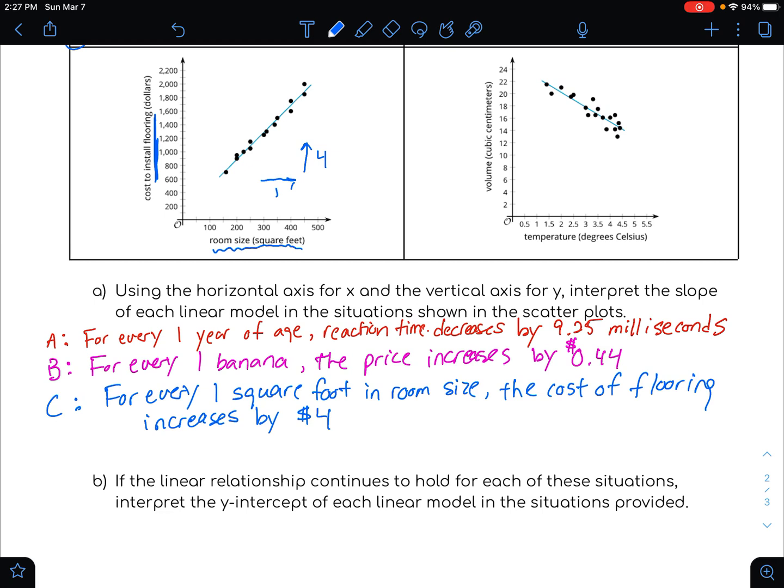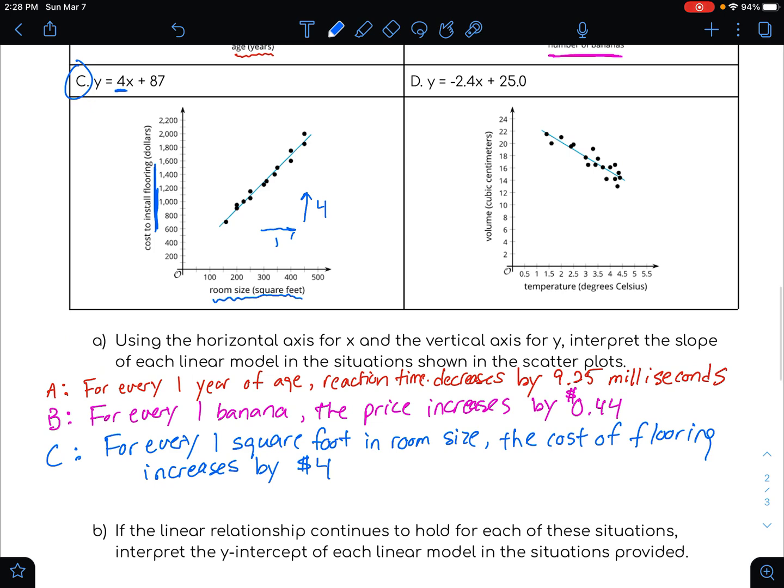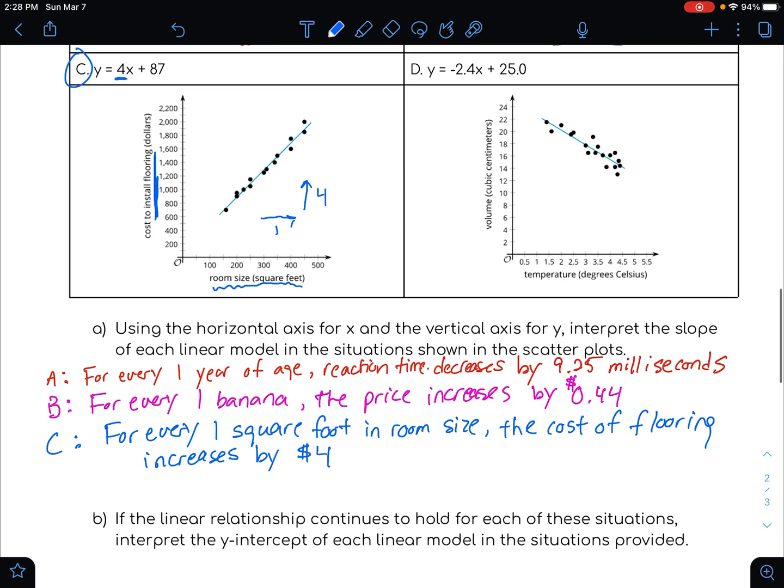So if you went in to like Home Depot or Lowe's and you were doing some flooring and you were estimating the cost, this flooring looks to cost $4 per square foot, which is really a slope, if we're thinking about that. And finally, D.